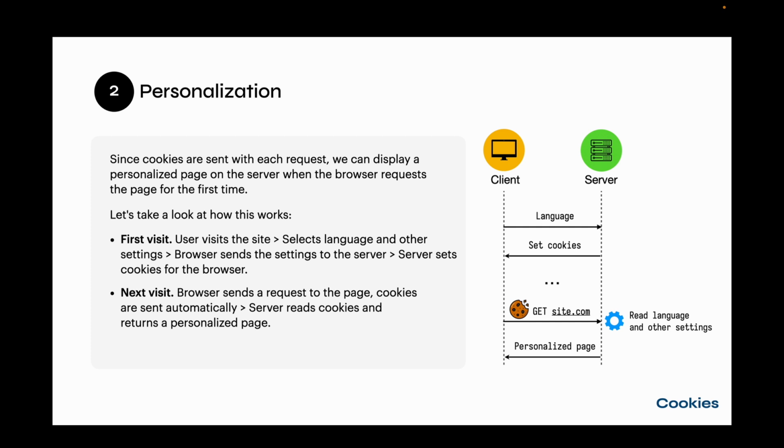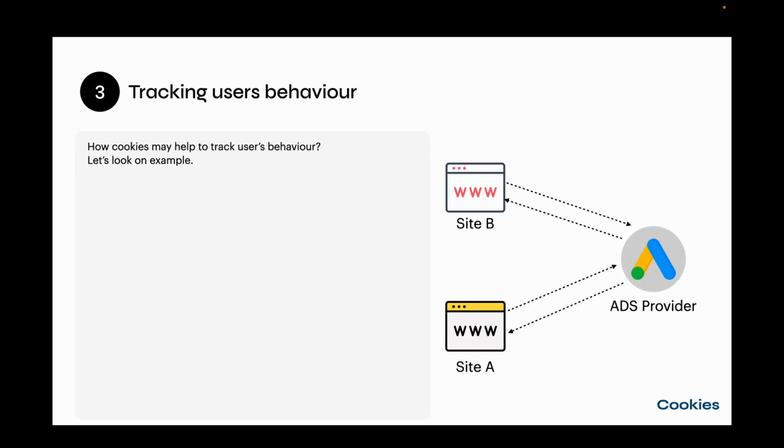Next visit. The browser sends a request to the page. Cookies are sent automatically. The server reads the cookies and returns a personalized page. Notice how we don't need to request the page in the default language, determine the user's language, and then request the page in the correct language. If cookies are set, we request the page in the correct language with the first request. The next use of cookies is tracking users' behavior.